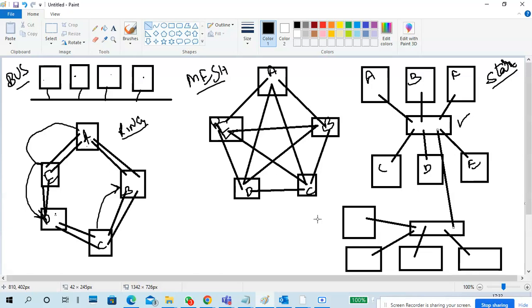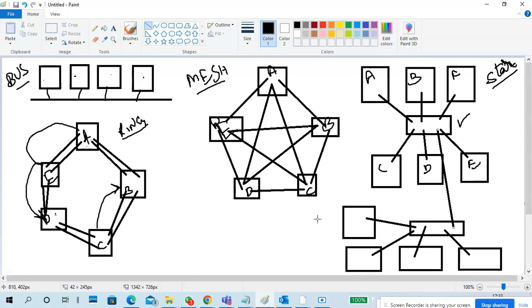I create a larger network. This is called an extended star. This is called scalability. Scalability means able to expand. Able to expand is called scalability. And this is called an extended star topology.